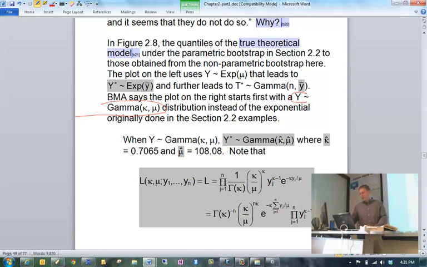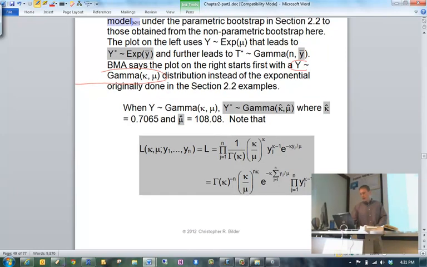So to do that, we need to think, what would be y star? If y is distributed gamma kappa mu using our book's notation, y star would be gamma kappa hat mu hat. In other words, this is f hat with respect to a parametric bootstrap. Well, what's kappa hat mu hat? Use maximum likelihood estimation. Seems like a reasonable thing to do.